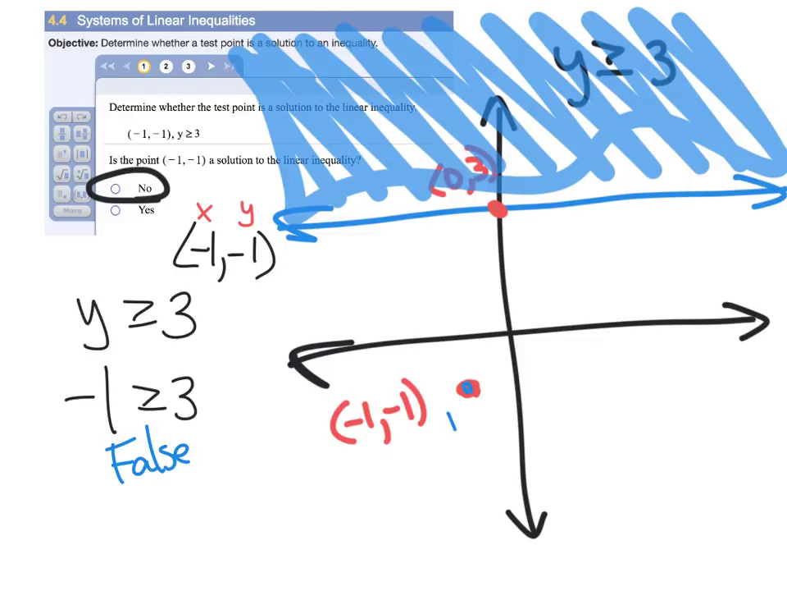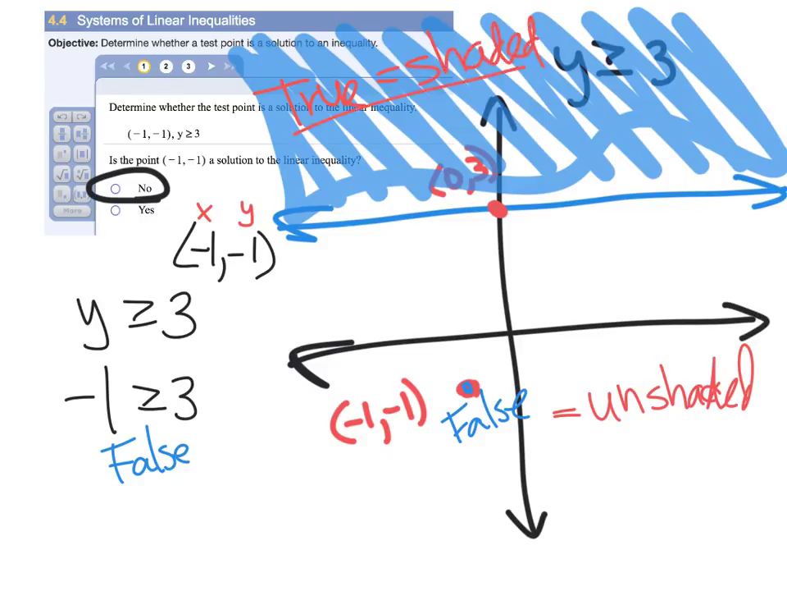So that means this point right here is false, which means this whole side is false, so it stays unshaded. So false equals unshaded. And because this side is false, by process of elimination, this side has to be true, and true equals shaded. So when it's true, you shade it. When it's false, you leave it unshaded.